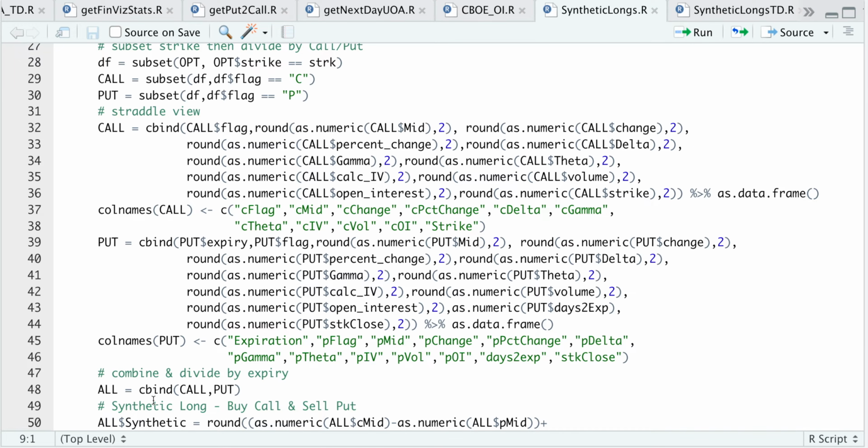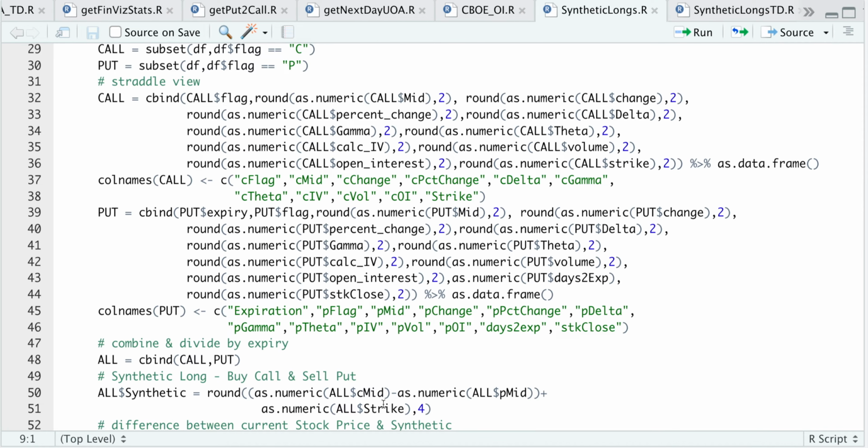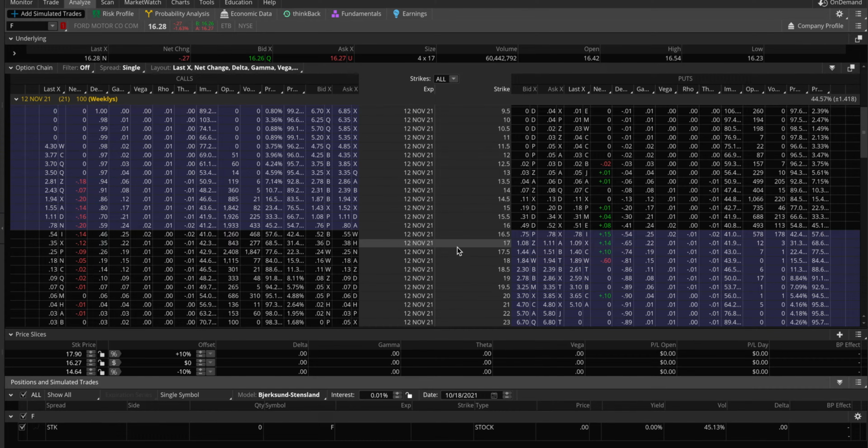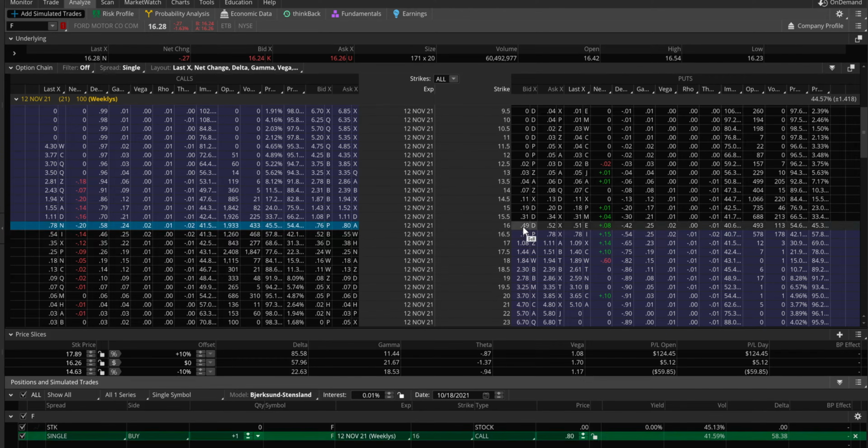Now to calculate the synthetic long, I'm going to just use this formula, which is just the mid price of the call option minus the mid price of the put option plus the strike price. So if we go into TD Ameritrade, I'm just going to show you the payoff. So here we have the options chain for Ford, and the expiration date is November 12th of 2021. So let's just say we want to buy a synthetic. For this expiration, I'm just going to buy the call and sell the put.